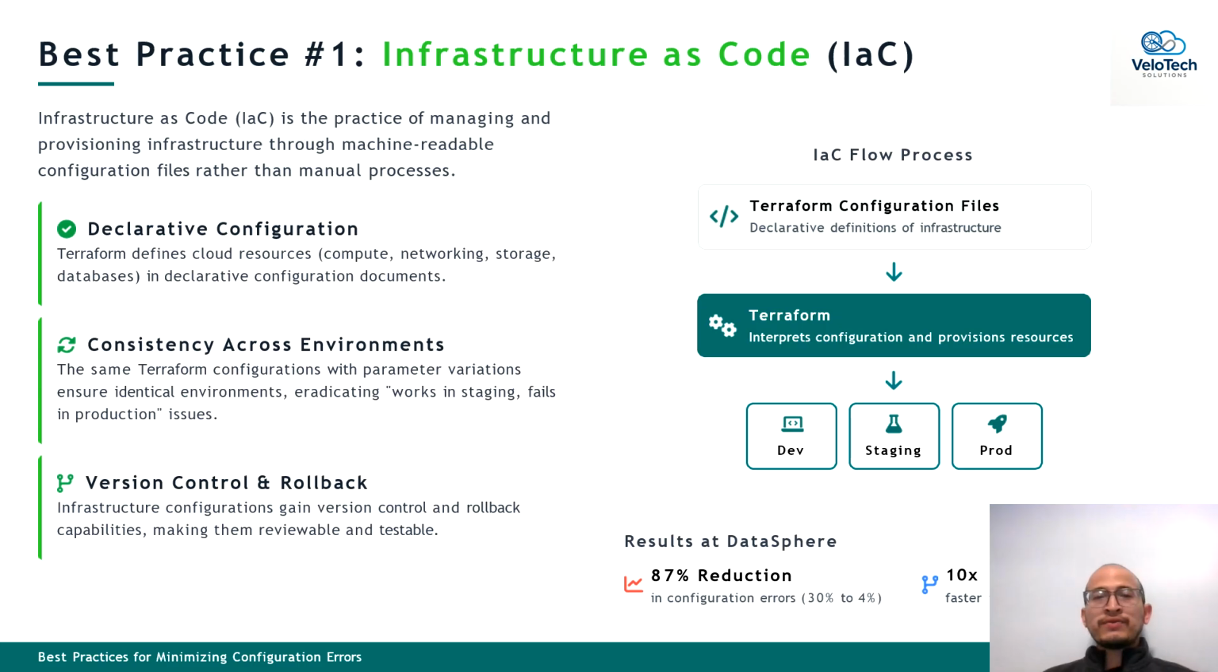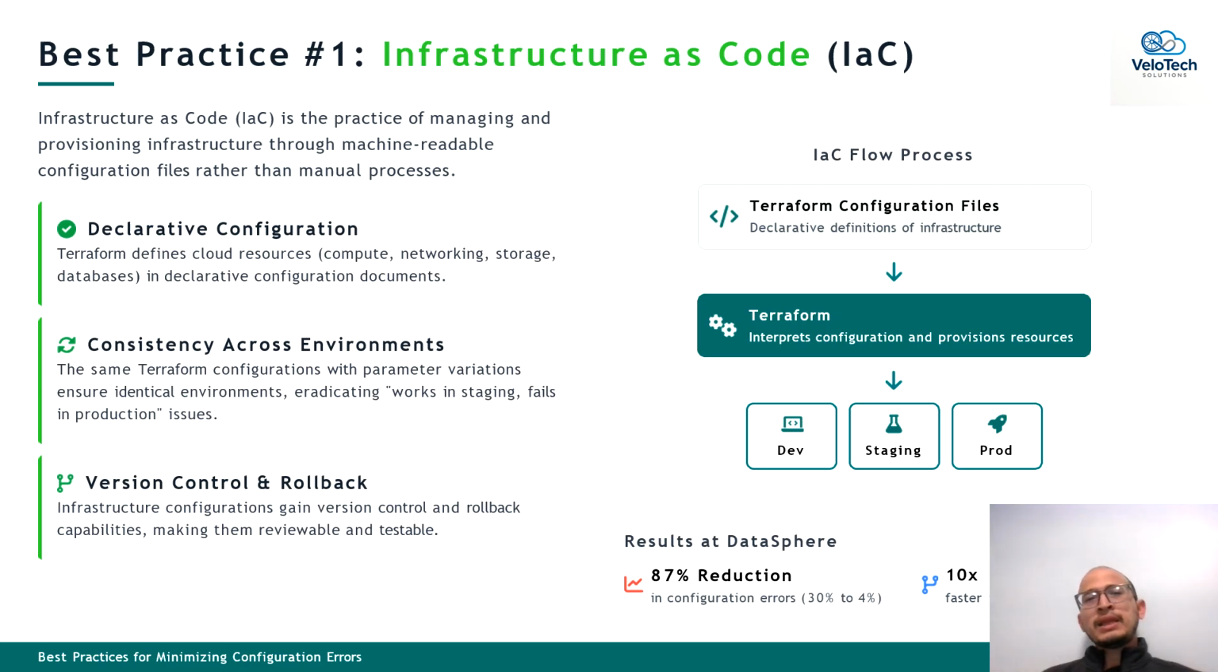DataSphere chose Terraform as their IaC tool, and it gave them three critical capabilities. First, declarative configuration. With Terraform, they could define all their cloud resources, compute instances, networking, storage, and databases in declarative configuration documents. Declarative means you specify what you want, not how to create it. You say, I need a server with these specifications, and Terraform figures out how to make that happen.